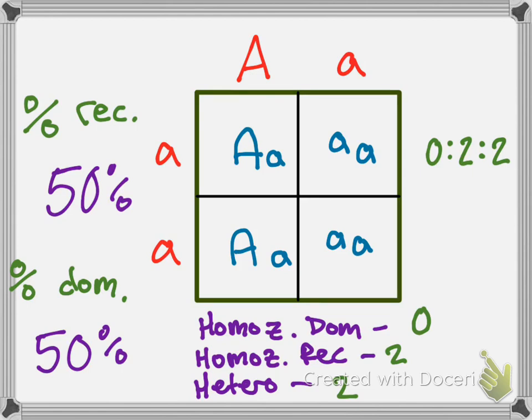And by the way, with our ratios, how many boxes do we have here? Four. So our ratio, if we add them all up, should equal 4. If you're adding them up and you get 5 or 3, do you think you're doing it right? No, you're not doing it right.